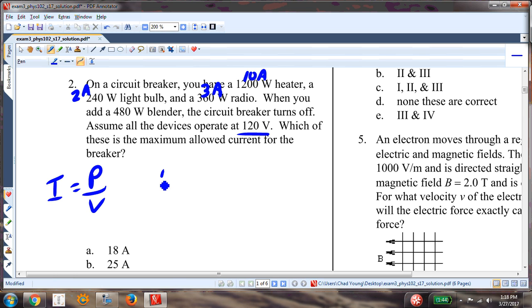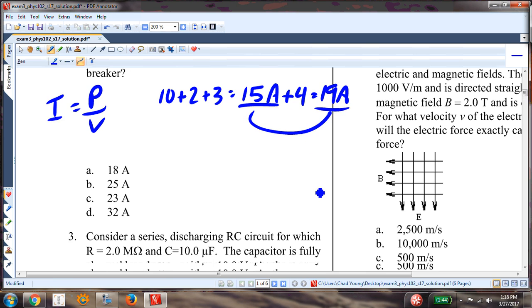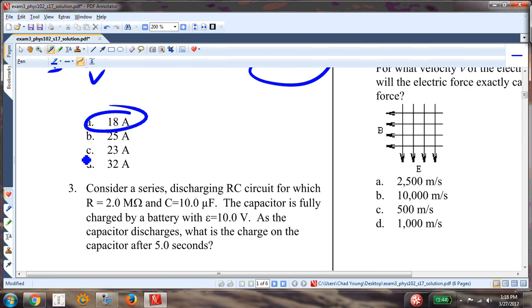So I have 10 plus 2 plus 3 equal to 15 amps running on this circuit at a given time, and everything's going okay. But then I have this 4 amp device, and that gives me 19 amps, and somewhere between 15 and 19 it turns off. So I just look for a number between those two values, and so that'll be 18.